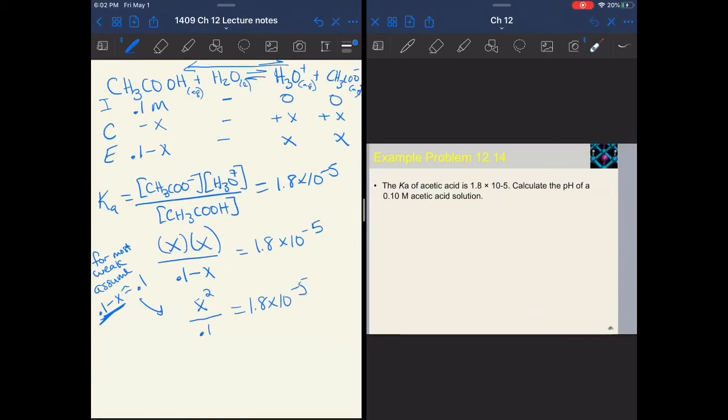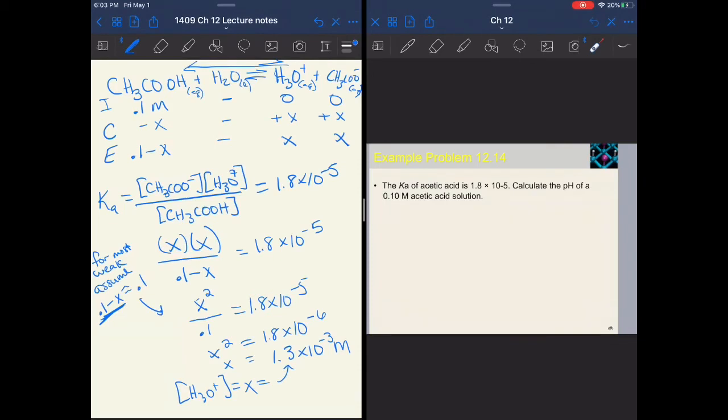Then I'm going to rearrange. I'm going to have x squared equals 1.8 times 10 to the negative 6th. X equals 1.3 times 10 to the negative 3rd. And this right here, this is what we want, right? Hydronium is X, and X is that. So I can now find pH.